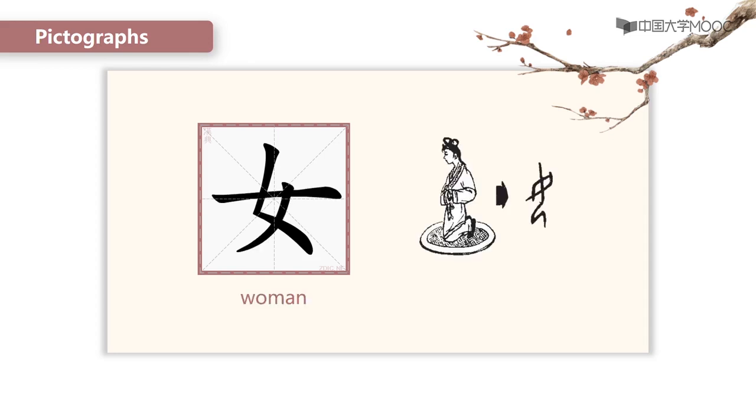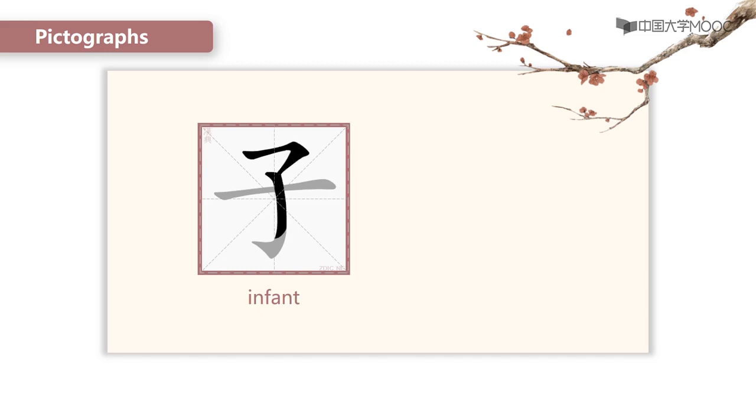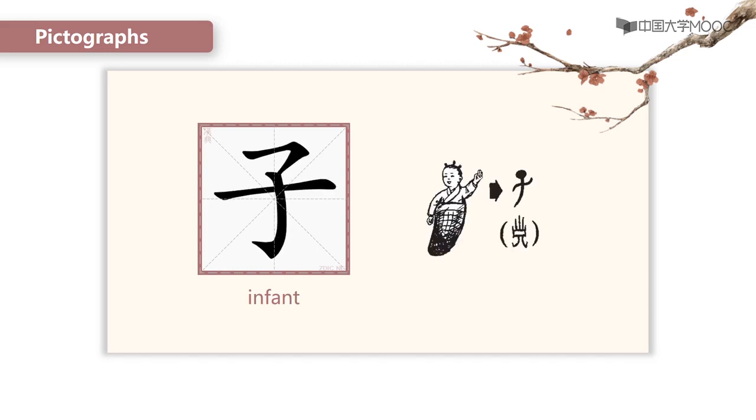Next example is 女, woman. It comes from the picture of an ancient woman sitting on her knees. The character 子 comes from the picture of a swaddled infant.